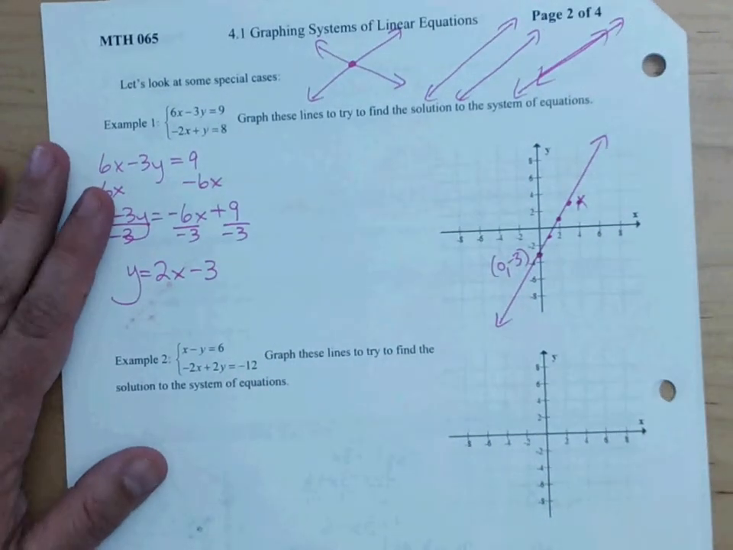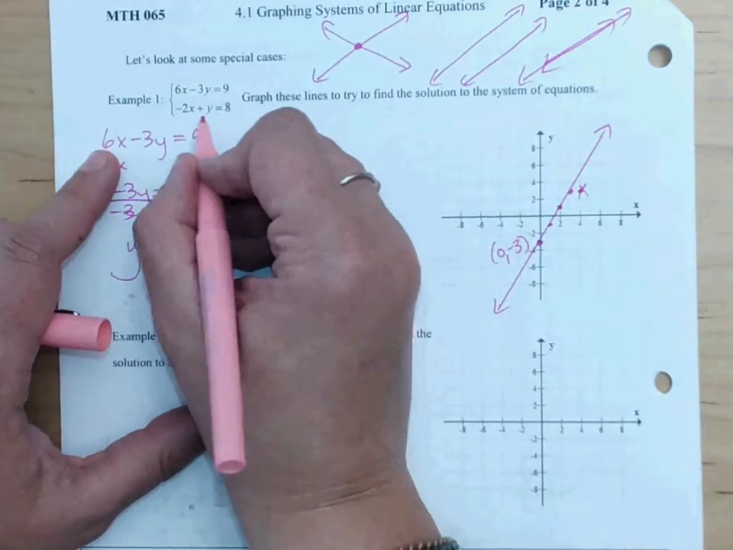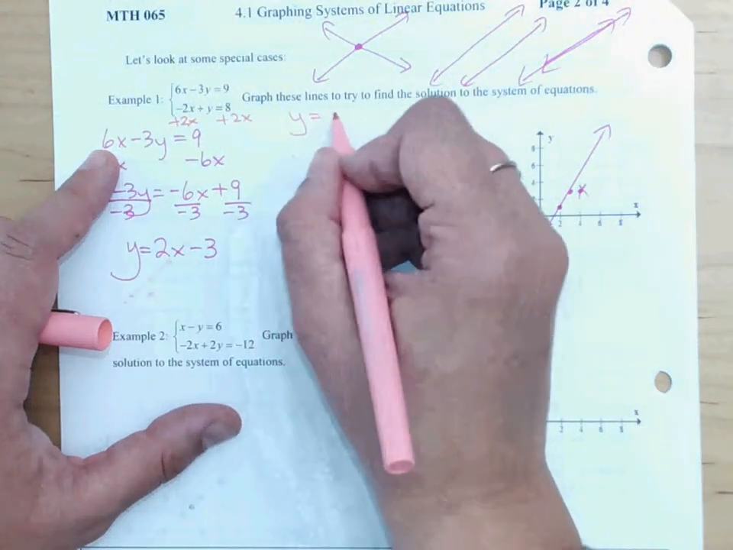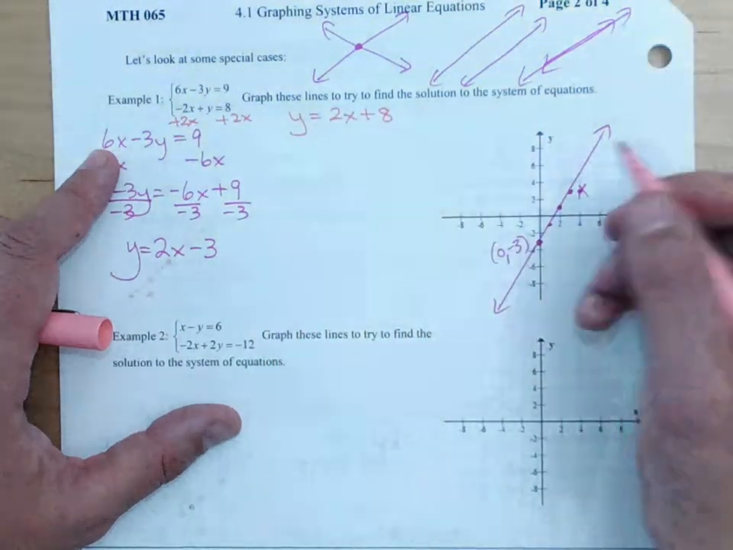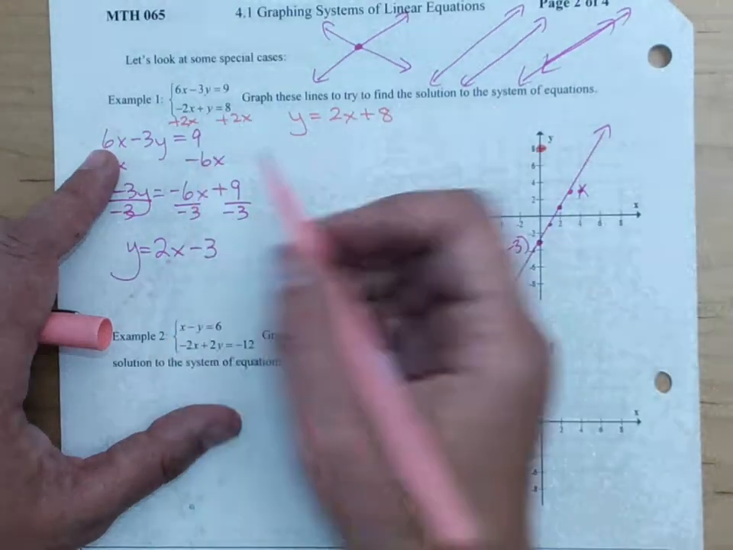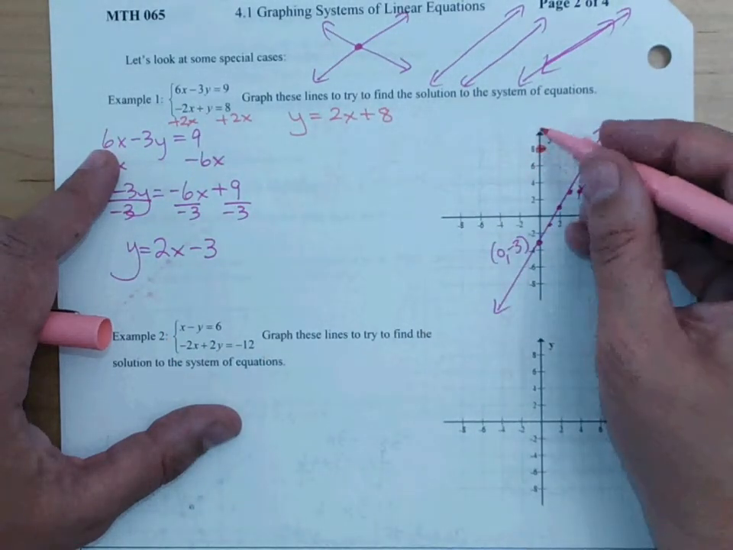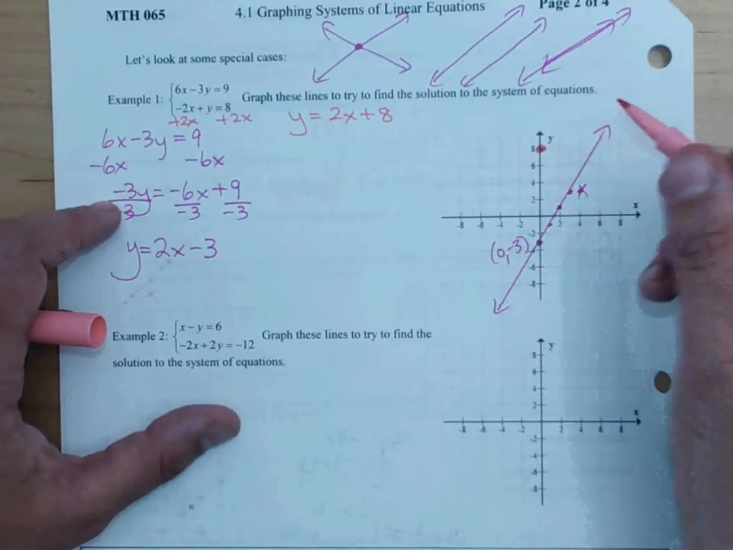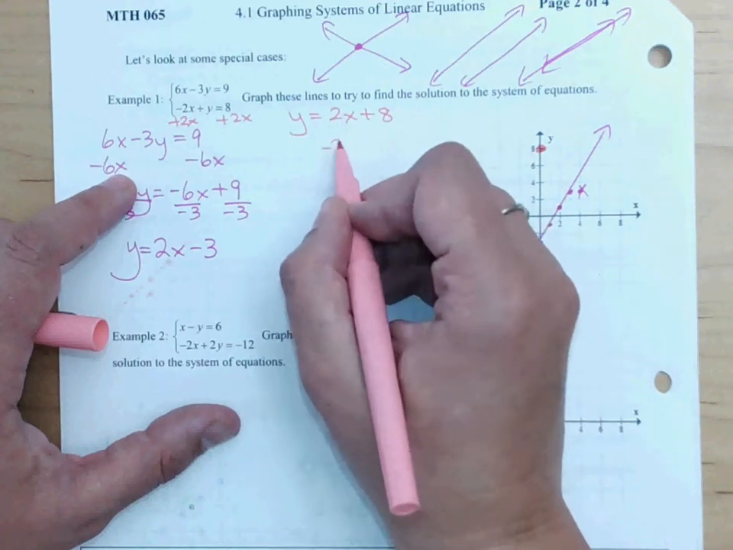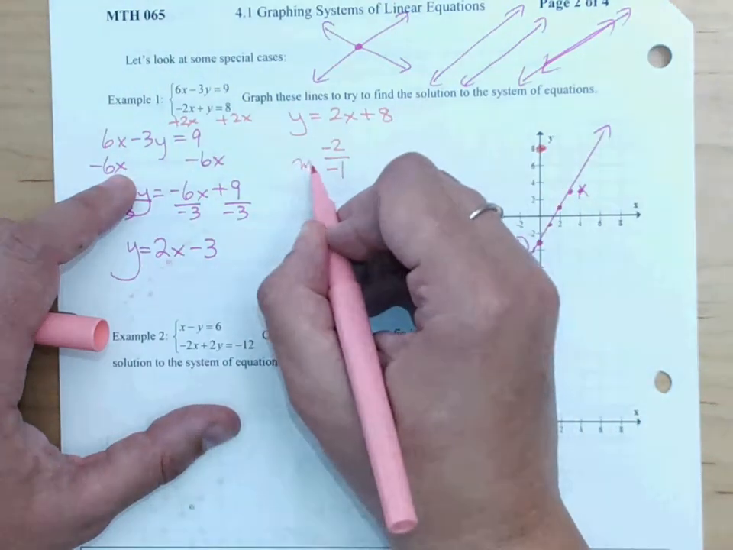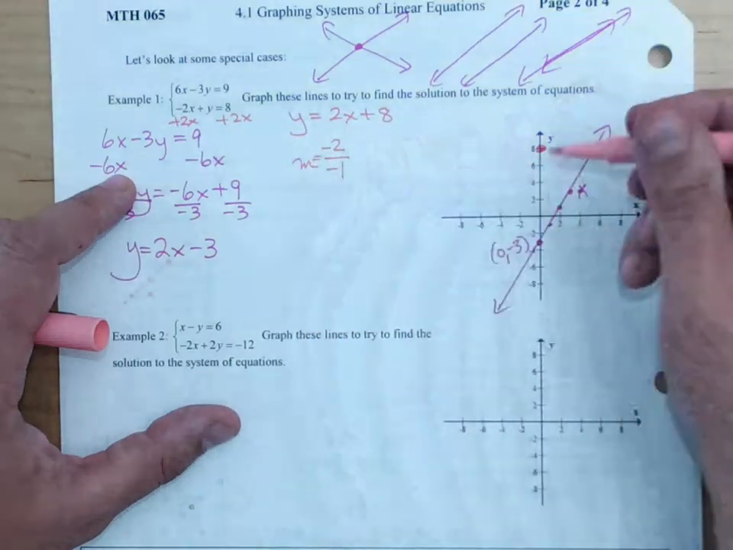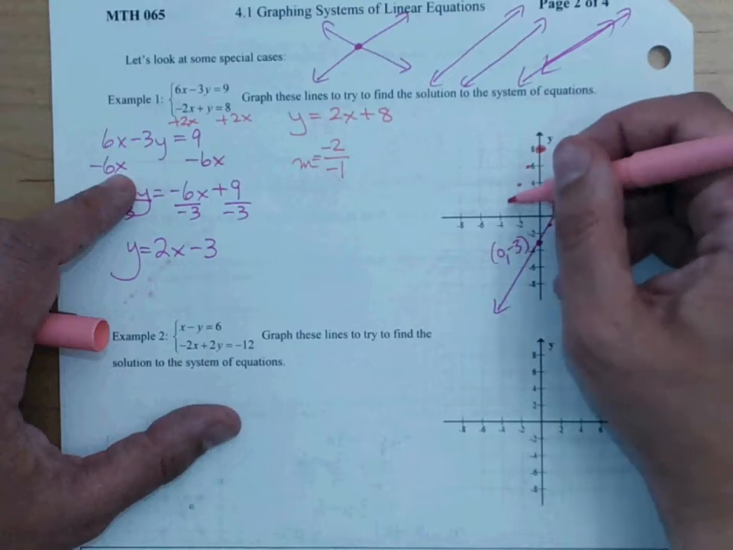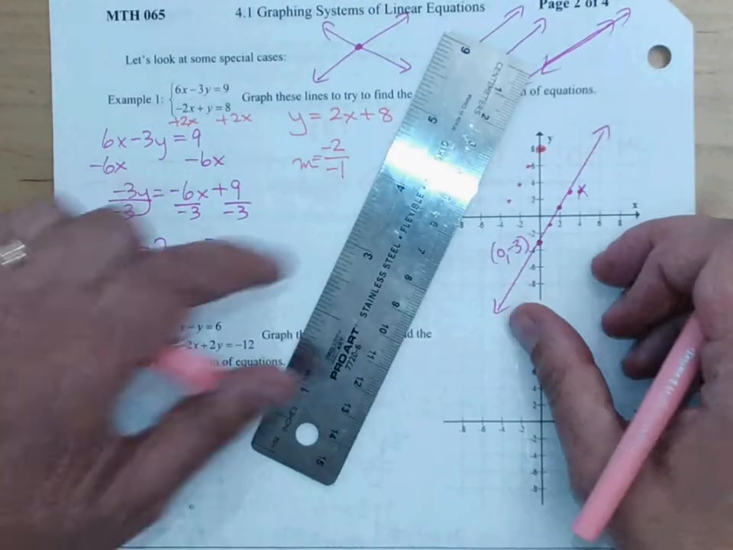And then we'll graph the second line, and again, here I want to get y by itself, so I'm just going to add 2x to both sides, and I get y equals 2x plus 8. So here's my 8, and you can see that I can't really rise to 2x. I need to go down. So remember that negative 2 over negative 1 is the same thing, right? So I go down 2, back 1, down 2, back 1, down 2, back 1.